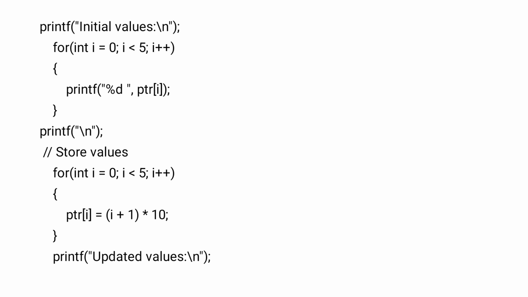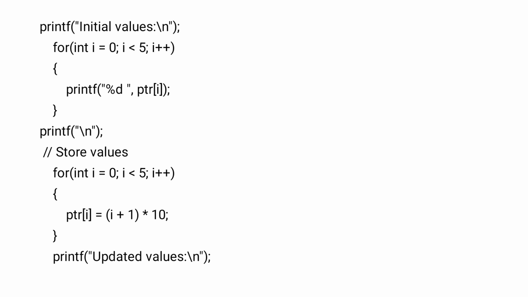And next when i = 1, ptr[1] = (1 + 1) * 10, so 2 into 10, 20. So 20 will be stored in location 1, 30 in location 2, and so on. Likewise in all 5 locations 10, 20, 30, 40, 50 will be stored. After this we are going to print all those new values.